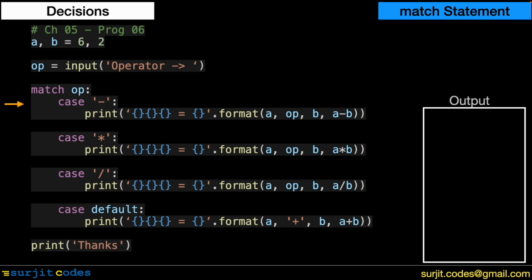If we input minus, OP matches in this case and we get this output. In the next run, if we give star in the input, we get this output. While if we give slash, we get 3 as the output. In all other cases, the operator is assumed to be plus as the default value. The default case is optional, but it takes care of meaningless inputs. Thanks is printed in each case.